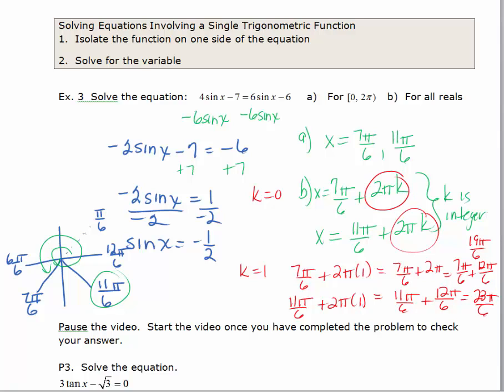And so even though this particular question didn't ask you to list more, it just wanted the solutions from 0 to 2 pi, which we gave, and it wanted the general solution. If in the future you're asked to list more solutions, you do that by just using different integer values of k. You could use -1, -2, any integer value.